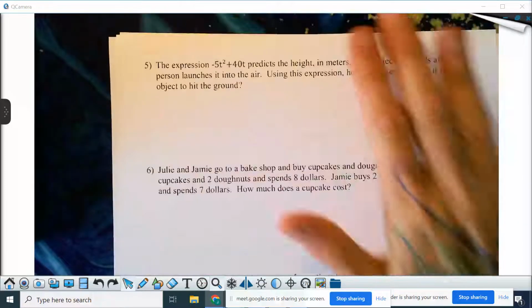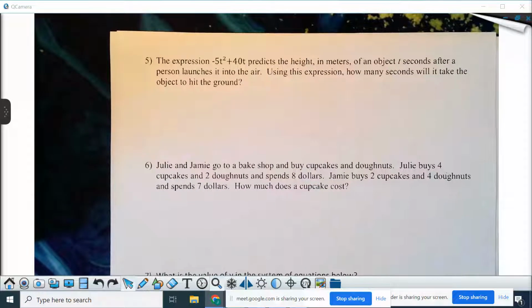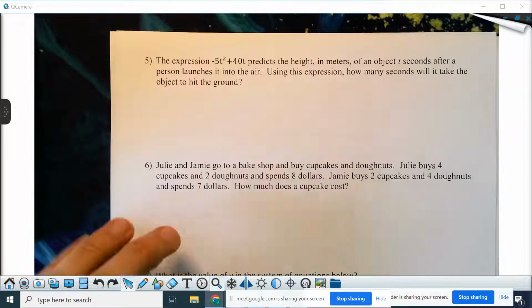All right, number 5. The expression negative 5t squared plus 40t predicts the height in meters of an object t seconds after a person launches it into the air. Using this expression, how many seconds will it take for the object to hit the ground?